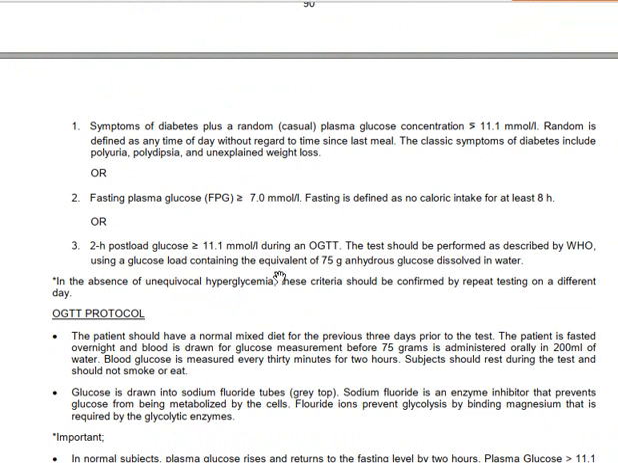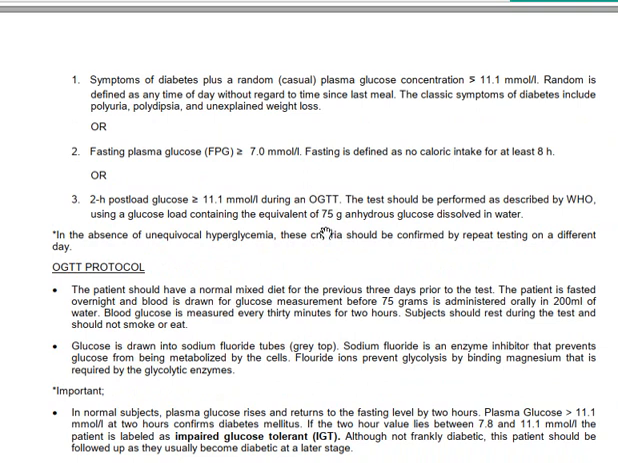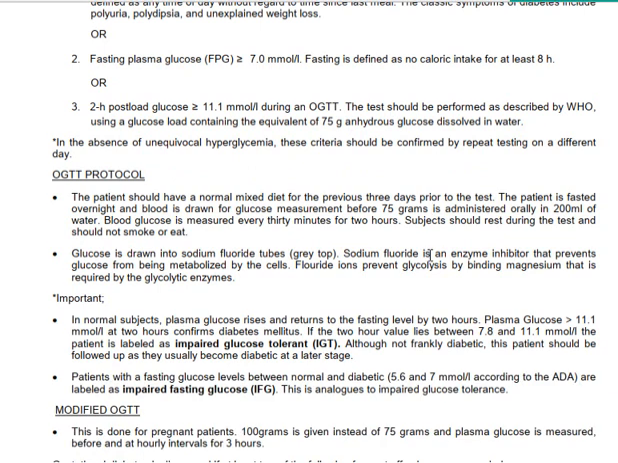Now for the oral glucose tolerance test, in the case of a normal patient, you use 75 grams of glucose in water and then you measure 2 hours later. If it is greater than 11.1 millimoles per liter, that is greater than 200 milligram per deciliter, that is another method to diagnose. Then it's very bad. In the absence of unequivocal hyperglycemia, this criterion should be confirmed by repeat testing on different days.